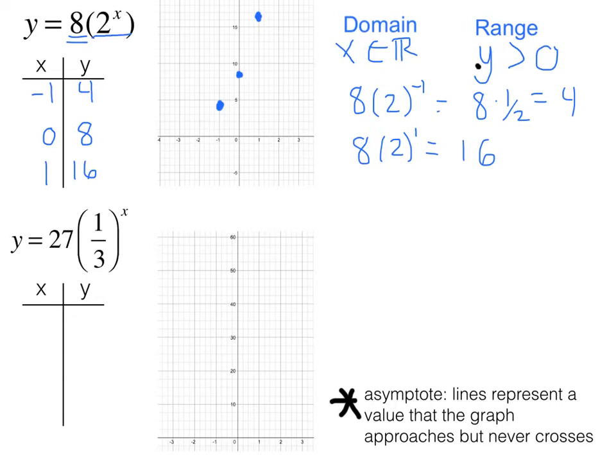Exponential functions will always be greater than 0. So what we're going to do is put a dashed line at y equals 0. The reason why we need a dashed line here is because our graph is not allowed to cross y equals 0. It's not allowed to go below y equals 0. So then when you connect your points, you got to make sure that your graph does not cross that dotted line.